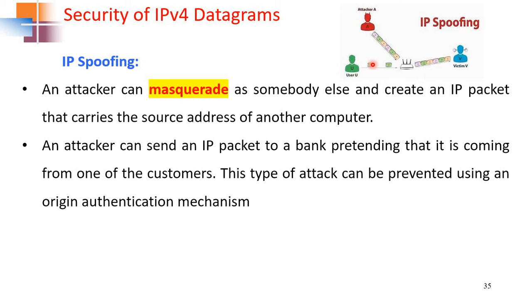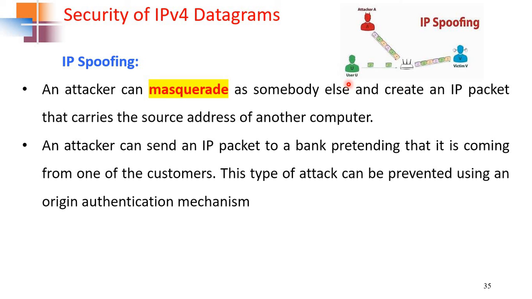Okay, I'm going to transfer the information from U to V. But what happened? Instead of U, the attacker A is going to act as U. As a user U, attacker A is trying to send the information to the victim V, as the information sent by the attacker, as like U.